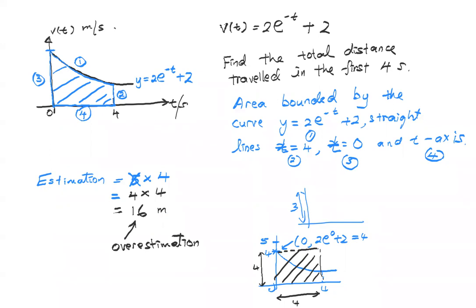Hello? Got it? I'm not saying wrong. It's better than I don't know what to do. Am I right? So now I know that my area will be less than 16. So that means I will know that the total distance traveled will be less than 16 meters instead of sitting there and do nothing.